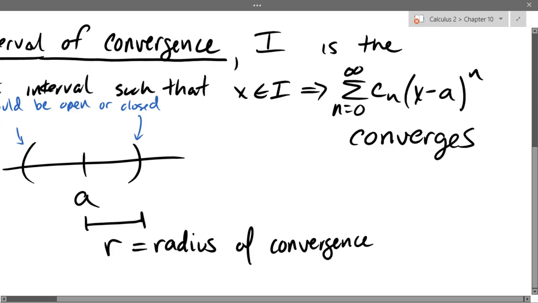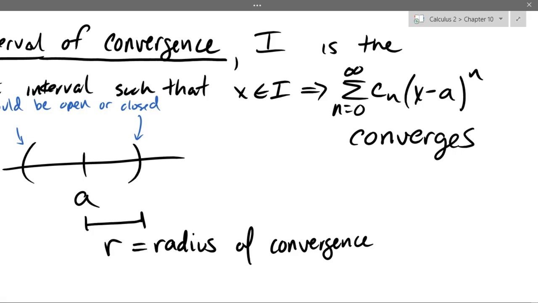The ratio test, what that's going to do, it'll basically be x minus a to the n plus 1 over x minus a to the n. So those powers will reduce down really nicely. And you'll see that happen when we do some examples.